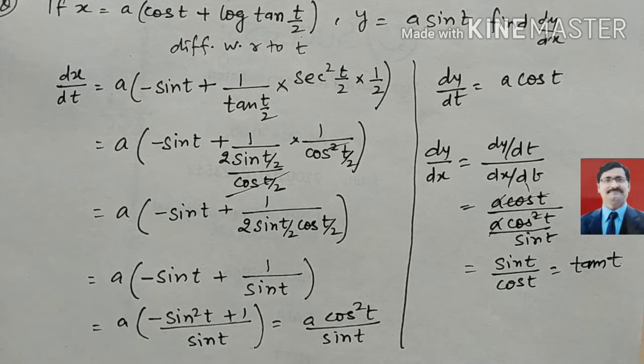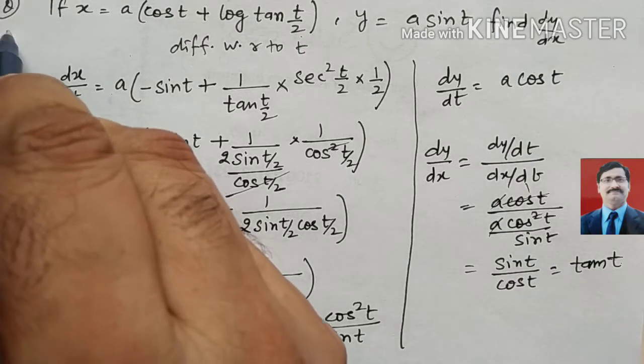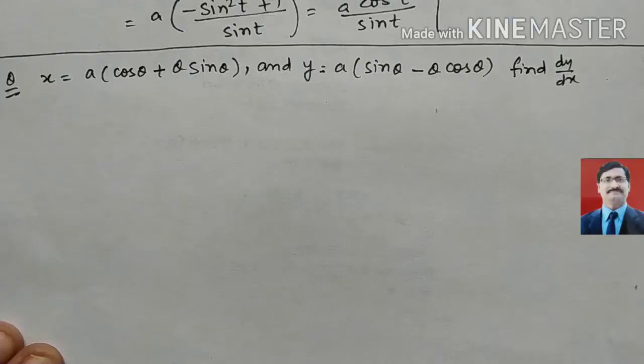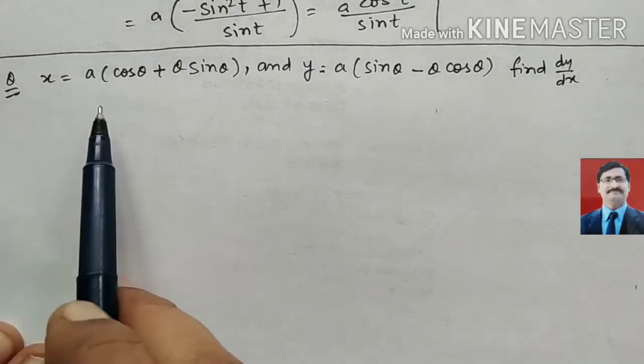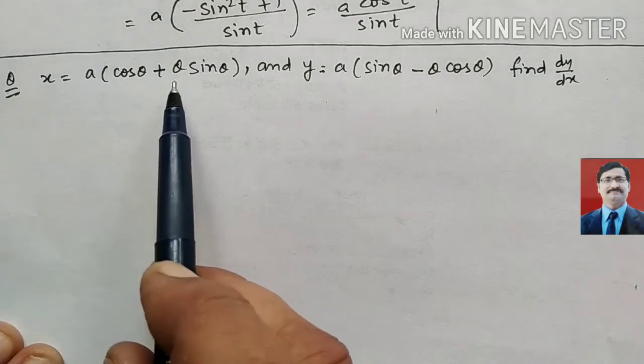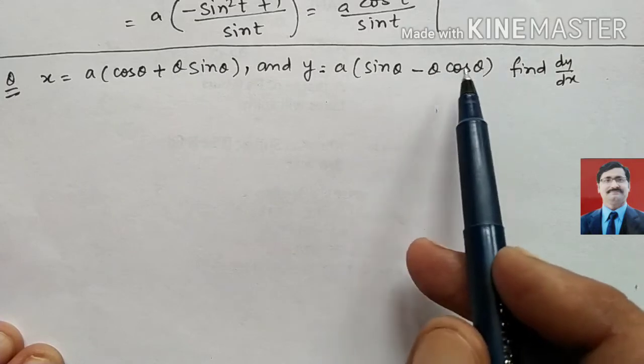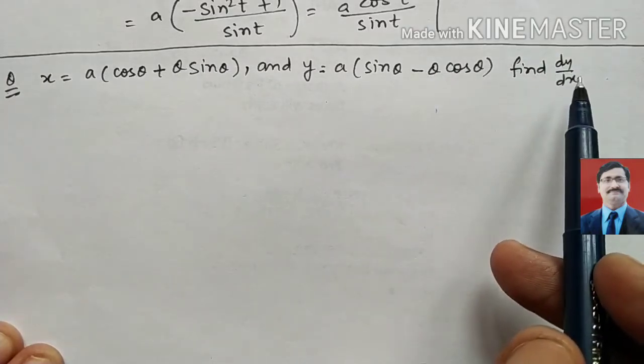This is a very simple and very important question, often given in board exams. Look here, one question: x = a(cos θ + θ sin θ) and y = a(sin θ − θ cos θ). You have to find dy/dx.